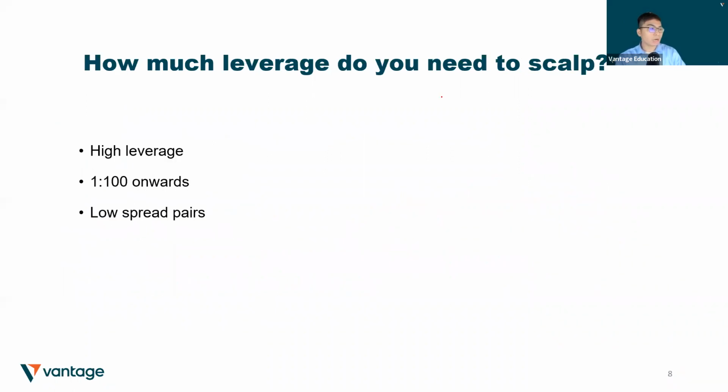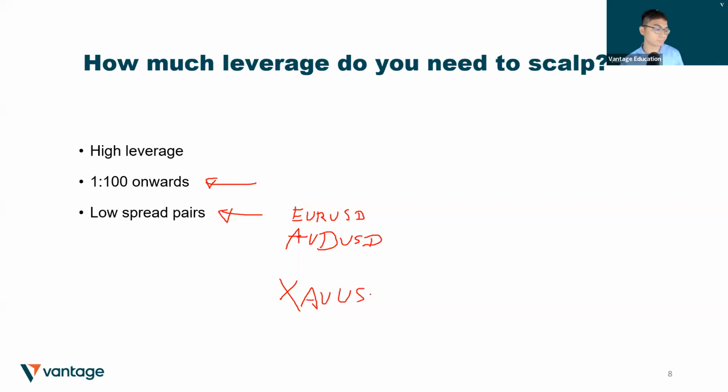Okay. How much leverage do you need to scalp? On a high leverage, 1 to 100 onwards, low spread pairs such as the Euro dollar. That's the reason why I trade Euro dollar a lot, because it's low spread, and even the Aussie dollar. So if you guys want to scalp, you can use these currency pairs. For those who want to scalp and risk quite a bit more, or you want the volatility, you can try Gold. Gold is actually XAU USD.